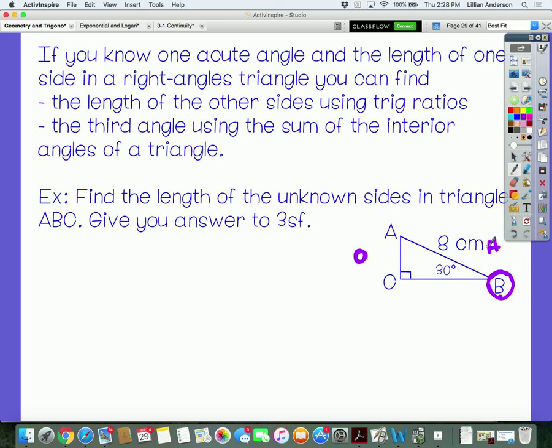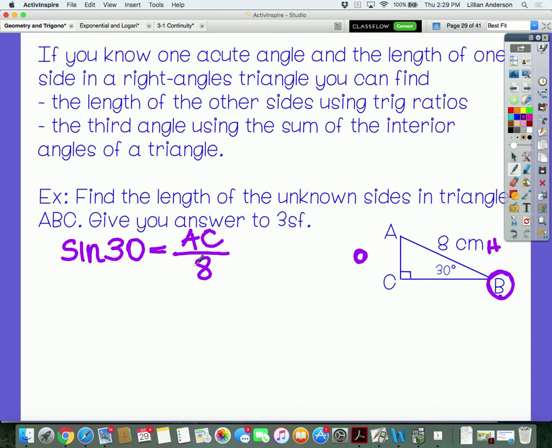So I'm going to set up my equation to solve for AC. It's always sine of our angle, and we're using 30 degrees, equals the opposite side over the hypotenuse. We don't know the opposite side, so I'm just going to label that AC, and our hypotenuse is 8. Any questions up to this point? Where that came from, how that came about?